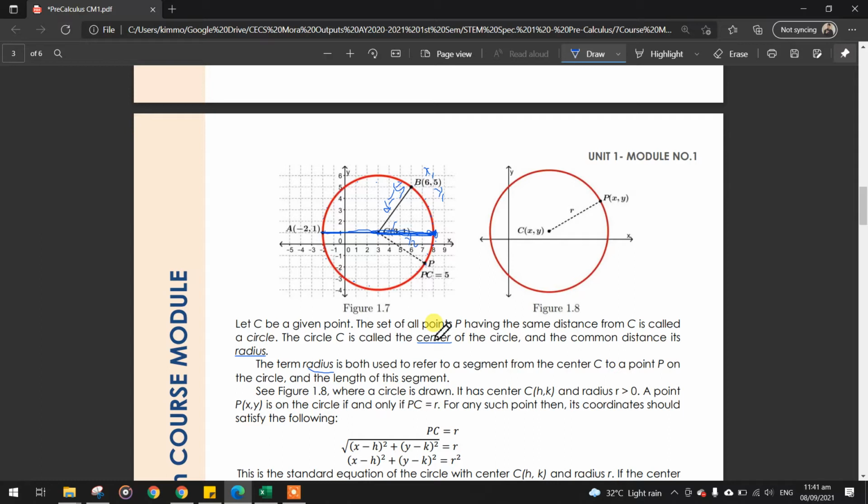So see figure 1.8 where a circle is drawn. So naay isa ka circle here and it has a center HK. So this should be H and this is our K, for example.